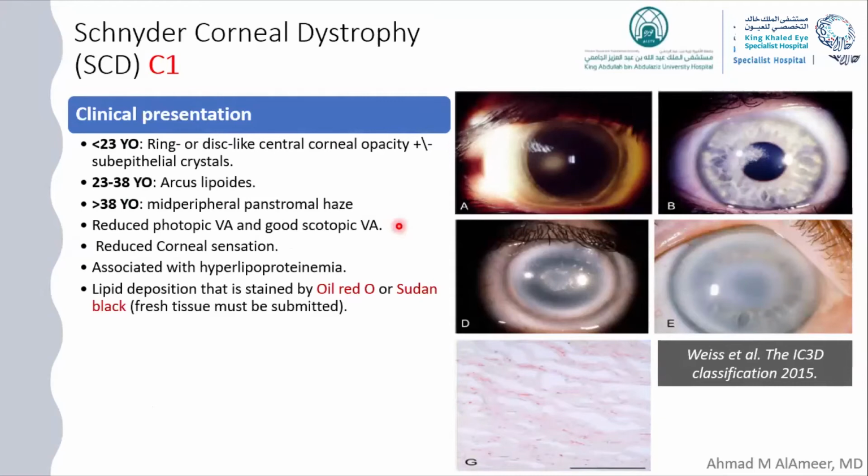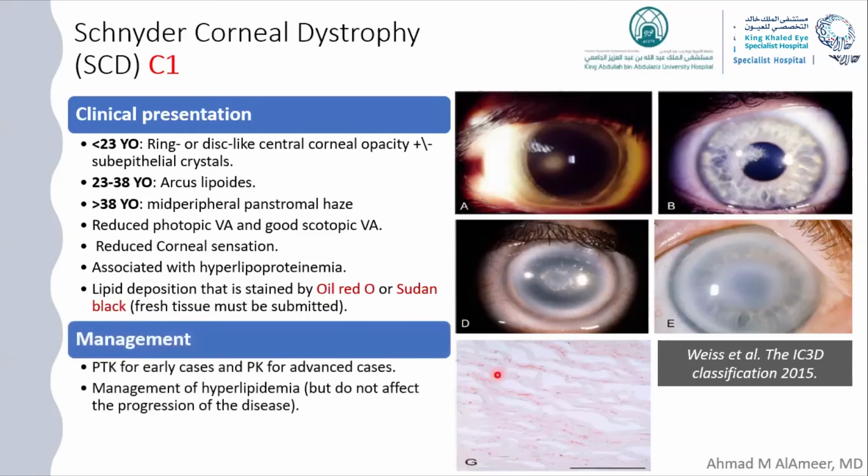If the patient gets older, 23 to 38, they start to develop arcus lipoides, and at more than 38, they have mid-peripheral panstromal haze. It's associated with hyperlipoproteinemia, and the lipid deposition is usually stained with oil red O stain, as in this photograph. And it's important, if you want to stain any lipid, that fresh tissue must be submitted.